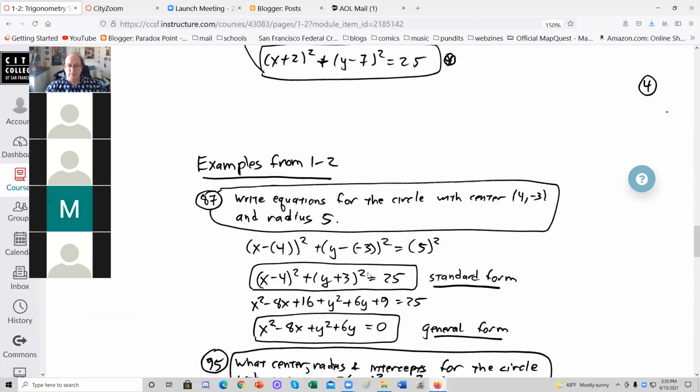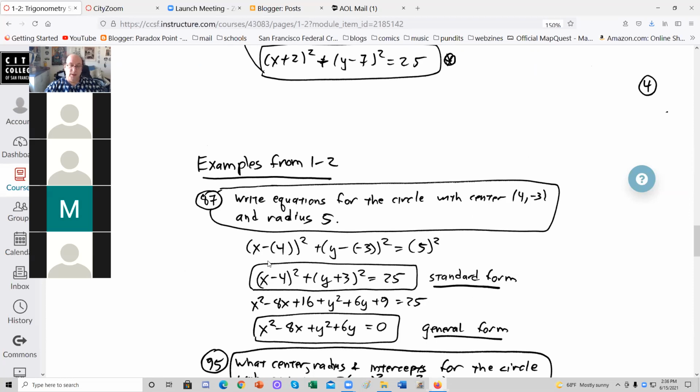So, examples. Write an equation for the circle with center (4, -3) and radius 5. Okay, (x minus 4) squared plus (y minus -3) squared equals 5 squared. Y minus -3 is y plus 3, and 5 squared equals 25. So (x minus 4) squared plus (y plus 3) squared equals 25. That's called the standard form.